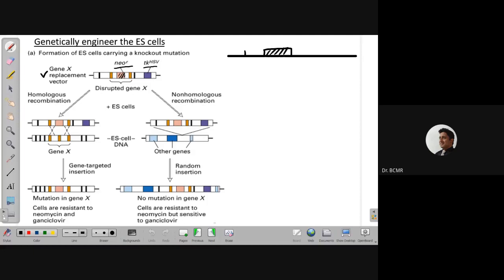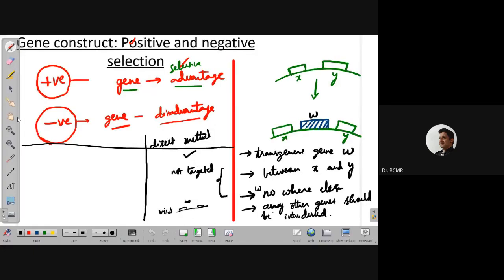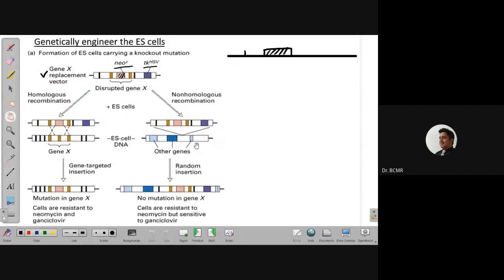I will follow whatever I have described here. I want to put gene W between X and Y. I'm following that scheme so that you will be able to comprehend better. So I will call this gene X. This is gene W, the transgene that I want to put into the genome. And I want it targeted, right? This is gene X, and this is gene Y.